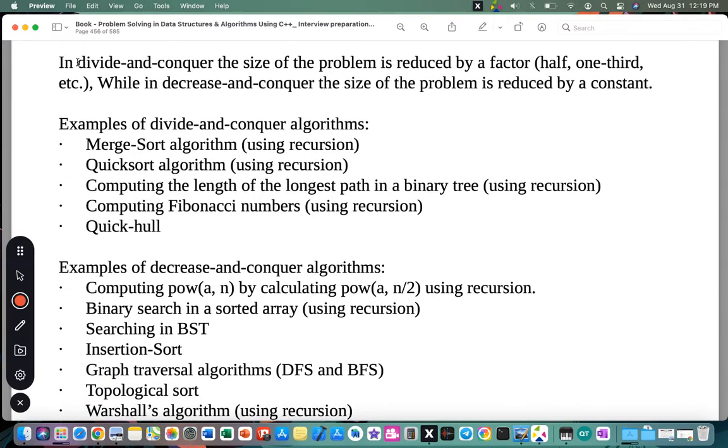In divide and conquer, the size of the problem is reduced by a factor, half, a third, etc. While in decrease and conquer, the size of the problem is reduced by a constant. So this is the difference between decrease and conquer versus divide and conquer, okay? In these 2 lines.